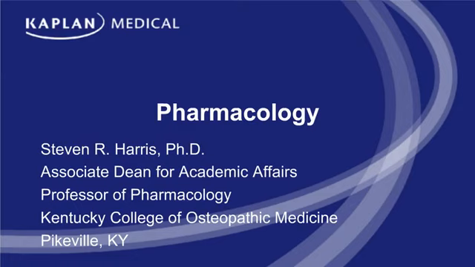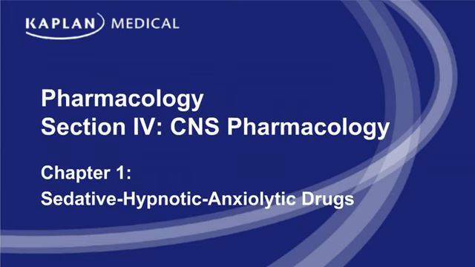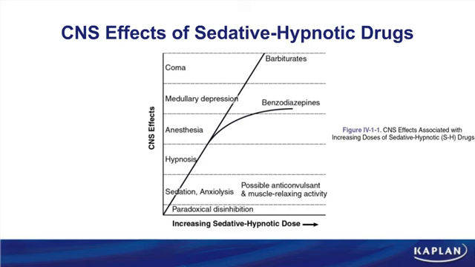Next, we have Pharmacology Section 4, which will be CNS Pharmacology. Chapter 1 is on sedative, hypnotic, and anxiolytic drugs. We begin this chapter by reviewing this figure. The figure is going to compare two very important CNS drugs, and that would be barbiturates and benzodiazepines.